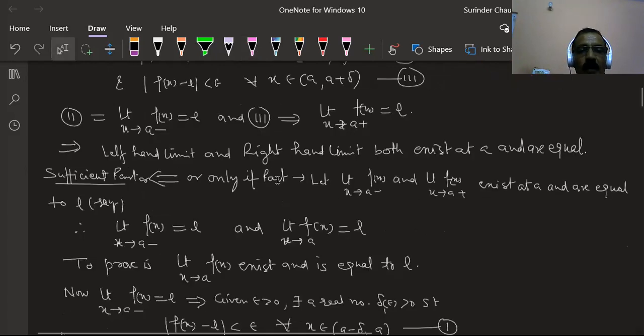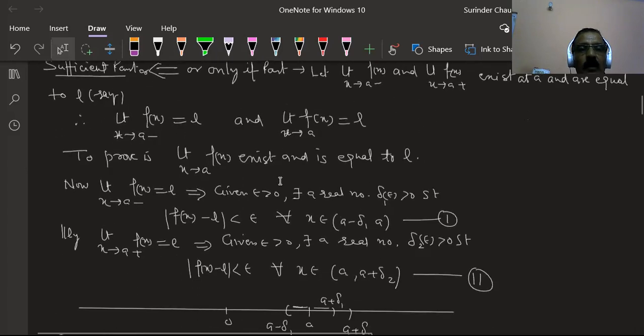Now, if they are equal to L, we use the definition of left limit and right limit. What is to be proved? If the left limit at a point exists and the right limit exists, we will prove that the limit of the function as x approaches a exists and is also equal to the same value. Now, what does this imply? We suppose this is true and this is true.